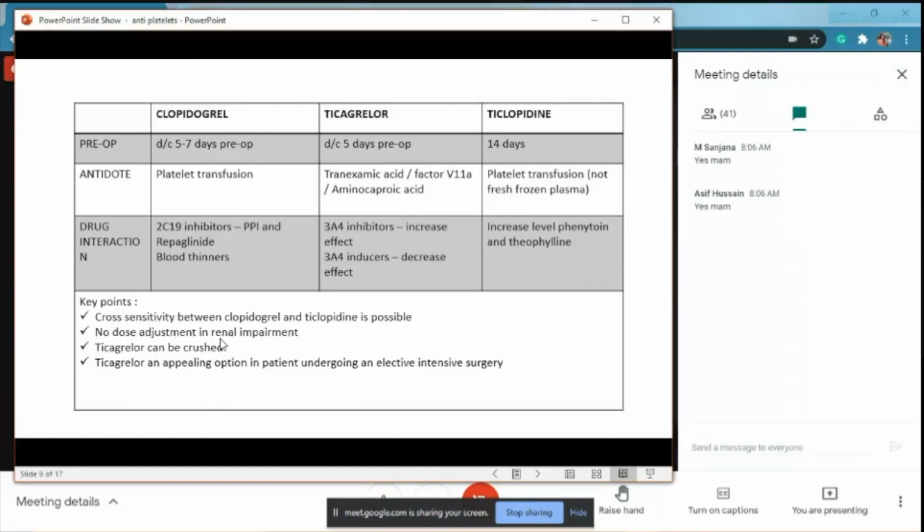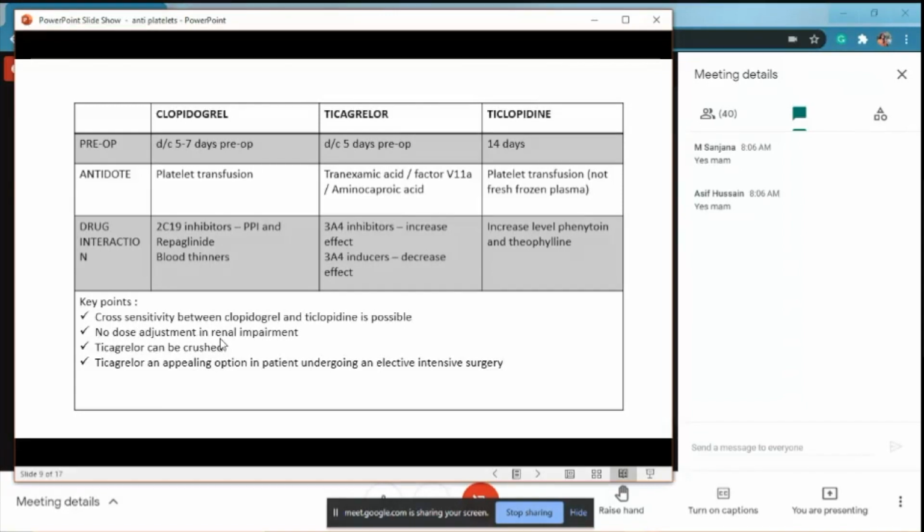So we have the azole antifungals, macrolides, diltiazem, right? There is a long list of all these inhibitors and inducers. A few examples for inhibitors are azoles, macrolides, diltiazem, and protease inhibitors, and for inducers, rifampin, phenytoin, carbamazepine. So if it is inducers, it decreases the effect. Again, blood thinners can increase the risk of bleeding, right? And ticlopidine increases the level of phenytoin and theophylline.